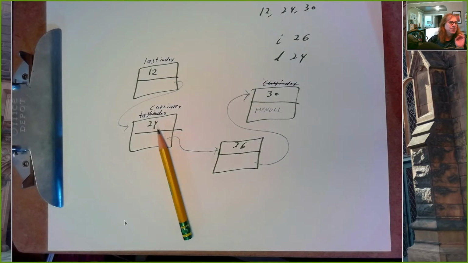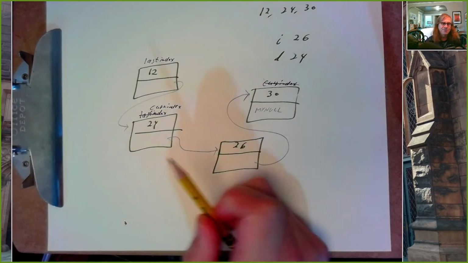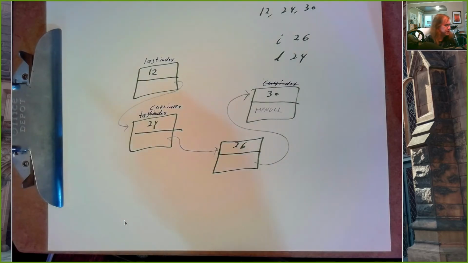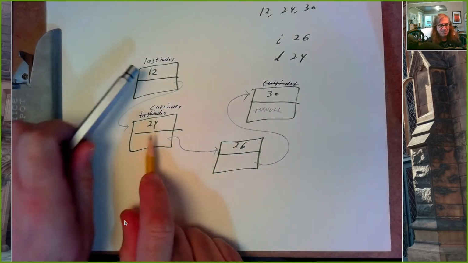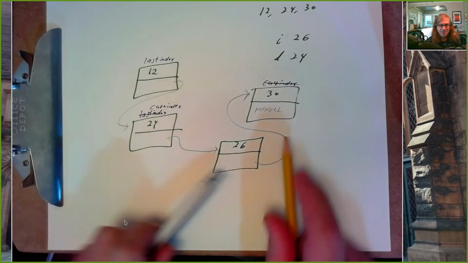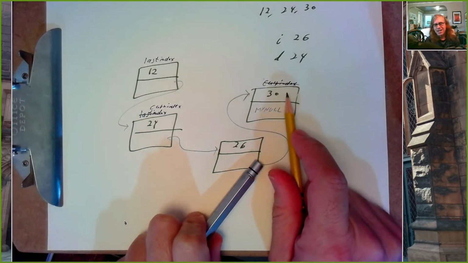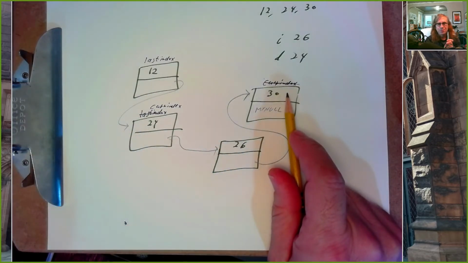So we always need a pair of pointers. As we're moving through our list looking for something, a place to insert, a node to delete, we're always going to want a pair of pointers that are going to move in lockstep. So when we get to the action point, we know what the previous node was.